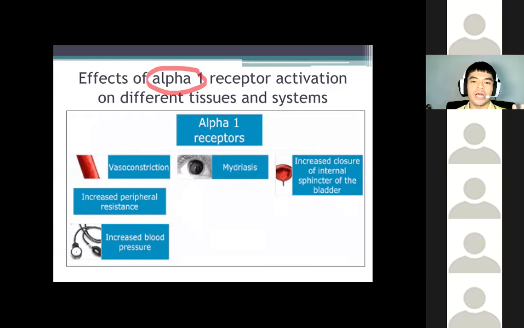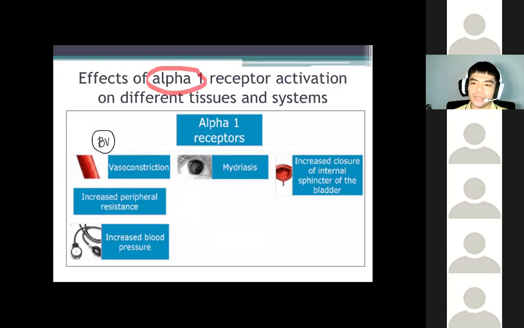Contract. Very good. So ano ang mga target sites sa katawan ng alpha-1, or saan natin siya makikita usually? Sabi natin sa smooth muscles. Ano-ano ba yung mga examples natin ng mga smooth muscles? So number 1, sa blood vessels. Okay, number 1, sa ugat or sa blood vessels.